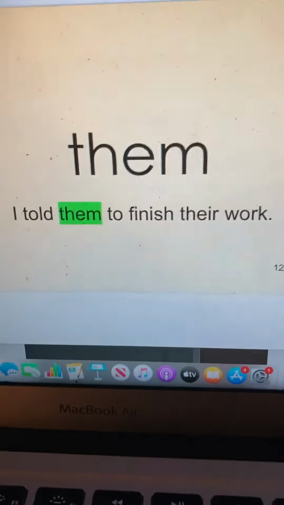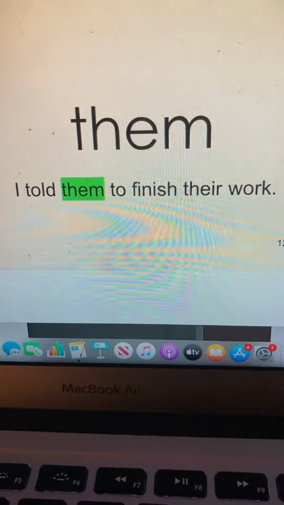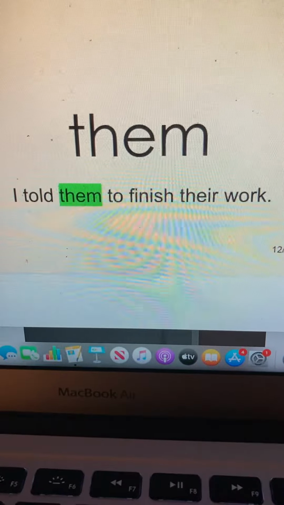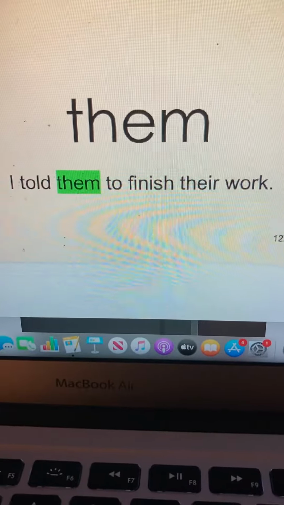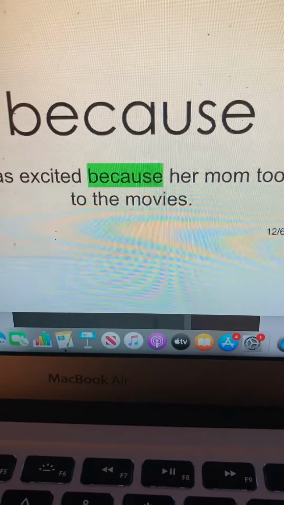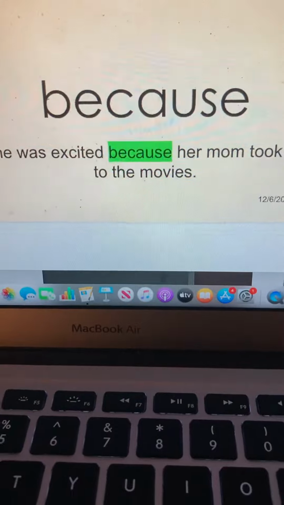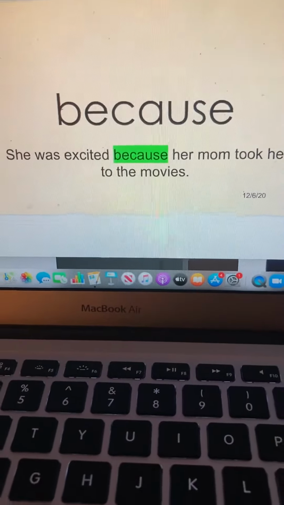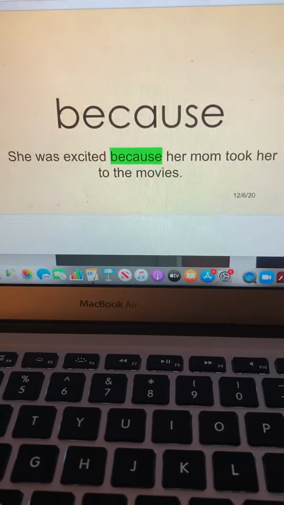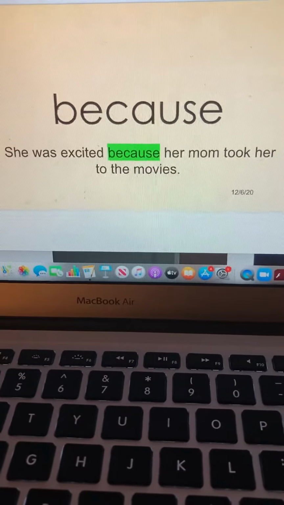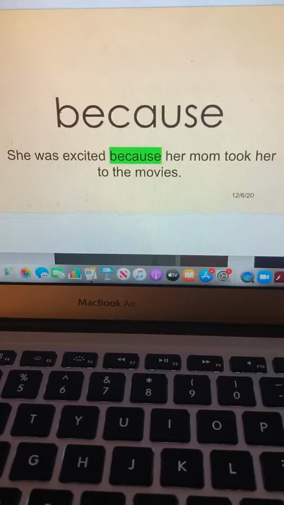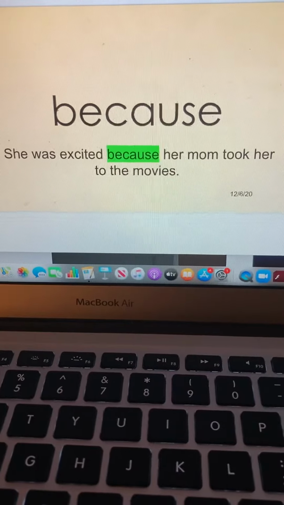The first word is them. T-H-E-M, them. I told them to finish their work. Them. Because. B-E-C-A-U-S-E. Because. She was excited because her mom took her to the movies. Because.